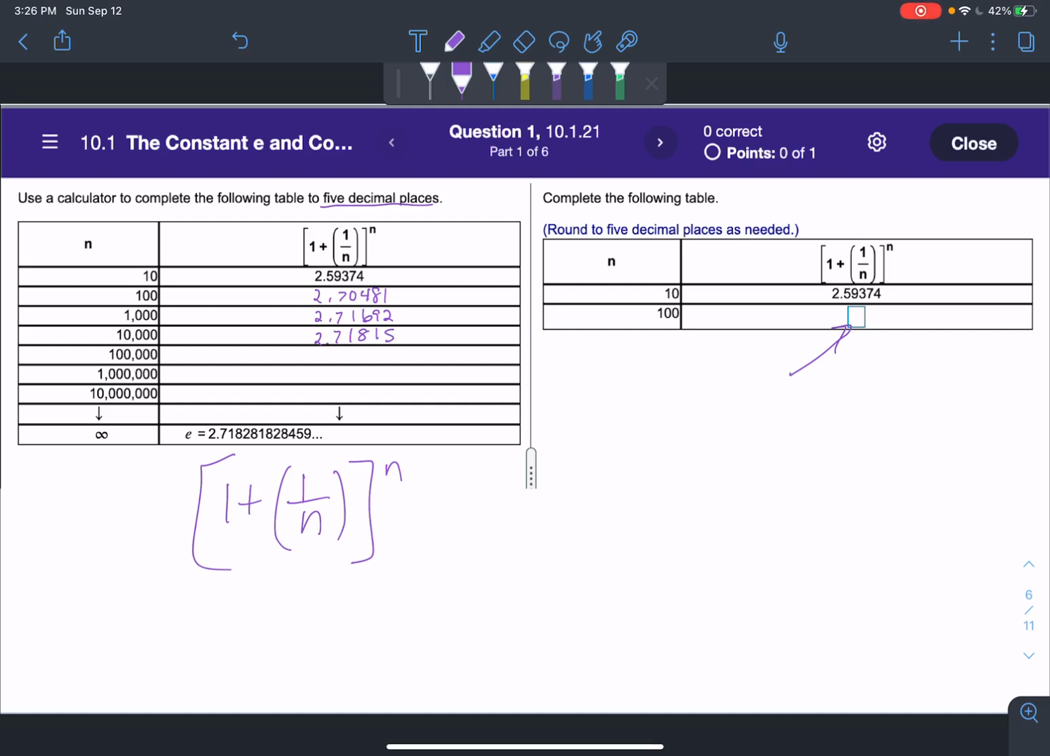For 10,000 or 100,000, I have 2.71827, 2.71828, and the last one's 2.71828. So basically the goal of this exercise is just to show you that for larger values of n, as my n's increase, notice that my values, as we plug them in, are starting to approach this number, 2.718, and a whole lot of change.